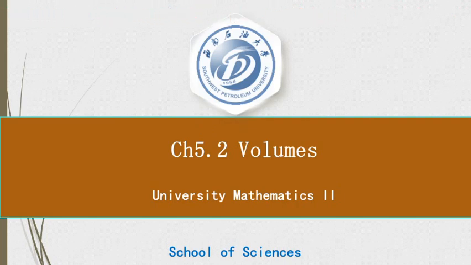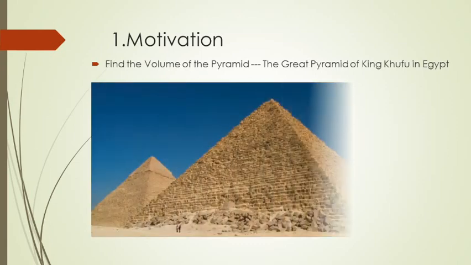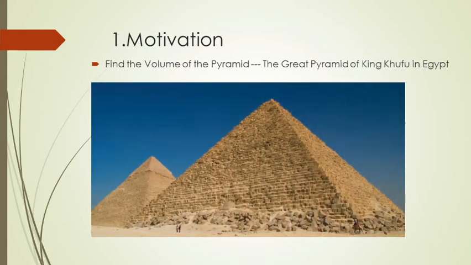Now let's start with the motivation here. The picture shows the Great Pyramid of King Khufu in Egypt, which has a long history. And we need to find out the volume of the pyramid, like this pyramid model. We have already studied several volume formulas in high school, like the rectangular box, a cube, a cylinder, as well as a cone, right?